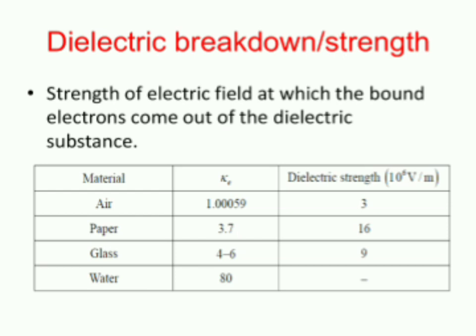The table here shows you the dielectric constant of certain substances and their dielectric strength. For air, we take air and vacuum as 1. The dielectric strength is 3 into 10 to the power 6 volt per meter. That means if you apply a field of 3 into 10 to the power 6 volt per meter, you can ionize air. So this is a table which represents the dielectric strength of various materials.